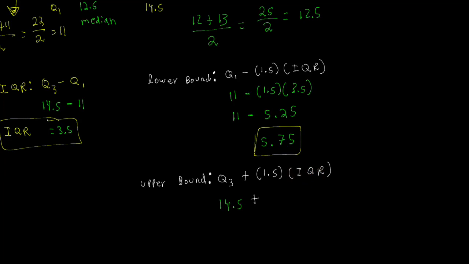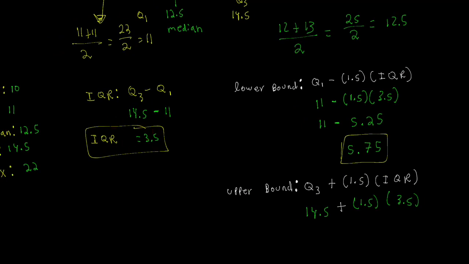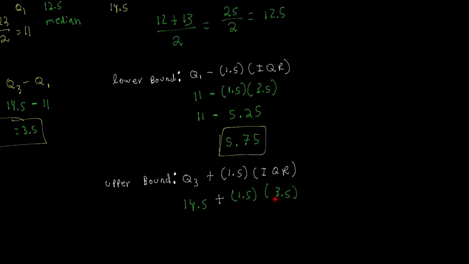So let's just do it. We have 1.5 times the IQR was 3.5, because again that's what we calculated here. And we've already done this computation. So here it's basically just 14.5 plus 5.25. You can think about this as 1450 plus 525. So here we're going to get a total of 19.75. And let's box that because that is the upper bound.